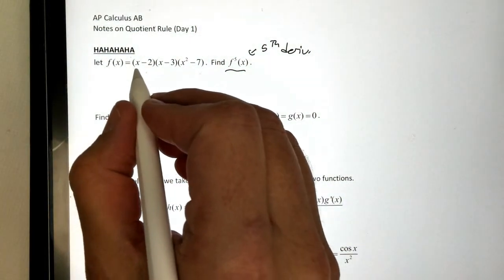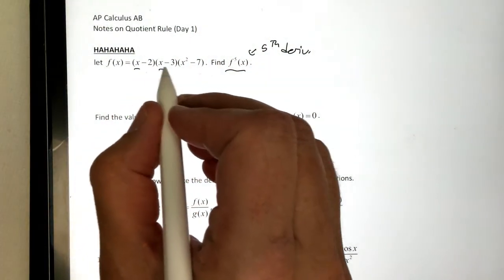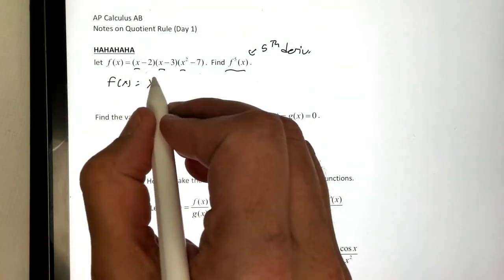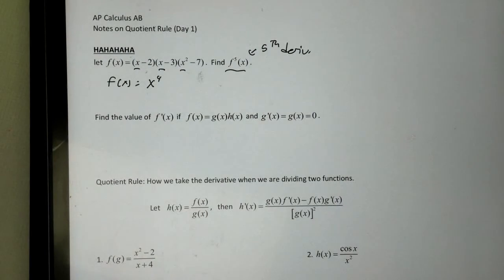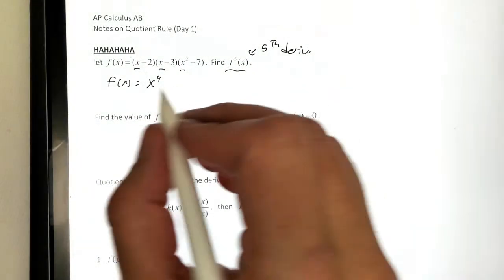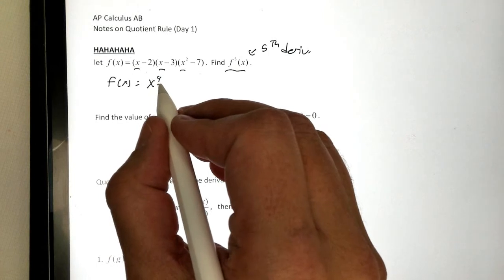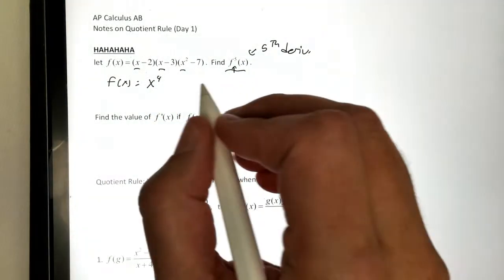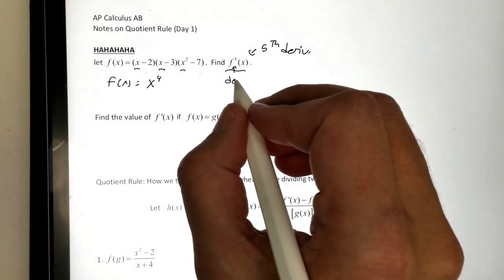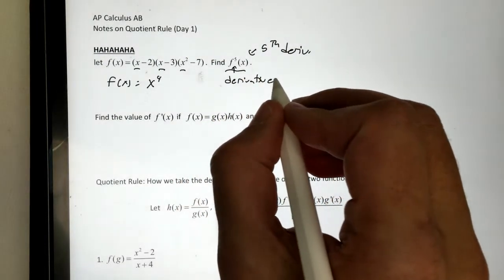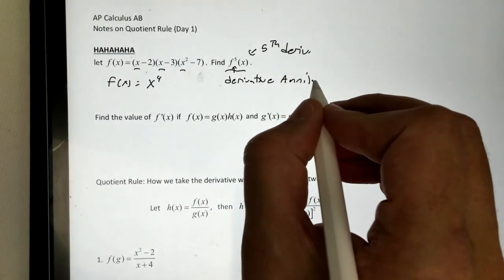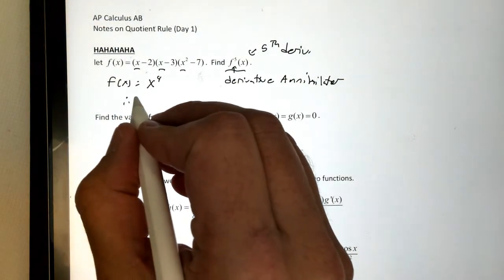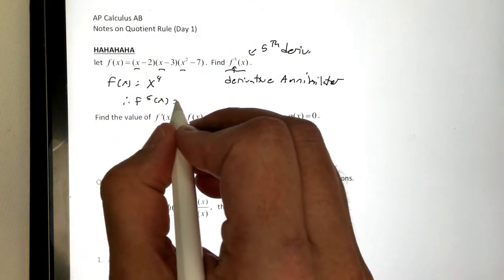If I were to expand all of this, f of x would be a fourth degree polynomial. And we talked about this the other day. Well, if this is a fourth degree polynomial and we're looking for the fifth derivative, this becomes that derivative annihilator. You might remember we talked about that a few times. So this gets just annihilated, and therefore our fifth derivative would just be 0.